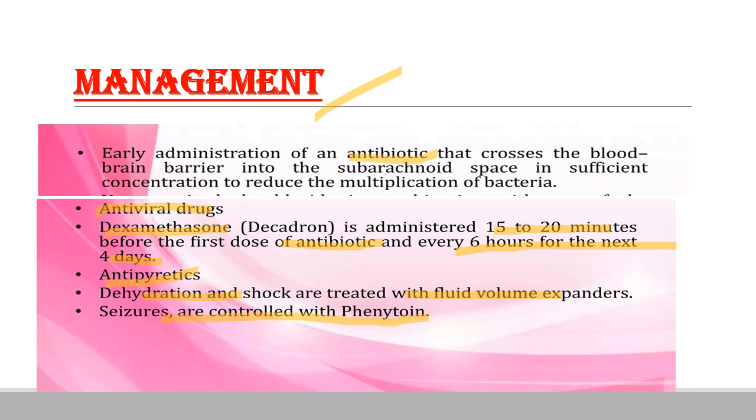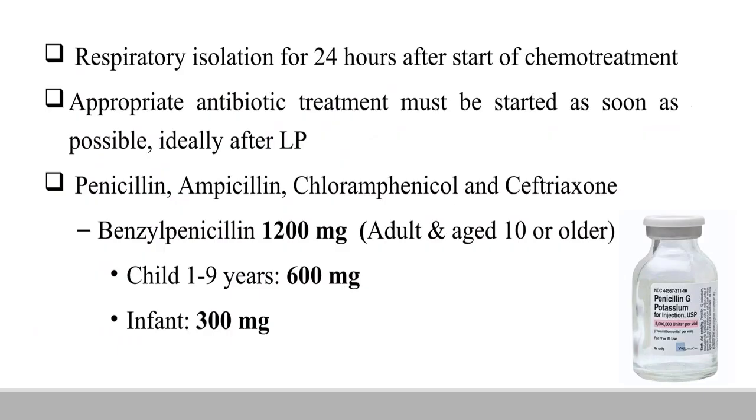Some multiple choice questions were asked: what is the isolation for meningitis? That is 48 hours after starting antibiotics, that much only isolation is needed. Next, treatment details. First, respiratory isolation, not for 24 hours but 48 hours after starting antibiotic therapy. Then appropriate antibiotic should be started after doing LP. After doing LP, we can start antibiotic.